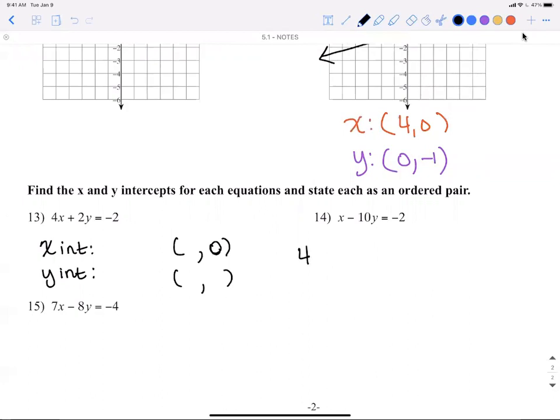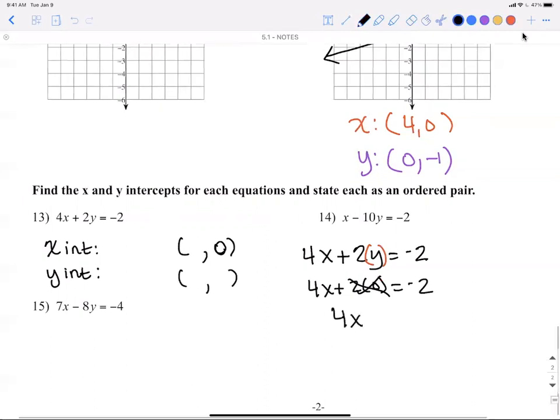So if I take my equation, 4x plus 2y equals -2, and in the Y spot, I know it's going to be 0, right? So 4x plus 2 times 0 equals -2. 2 times 0 just goes away, and I'm left with 4x equals -2. Now I solve for x by dividing by 4 and dividing by 4, and I get x equals -1/2. That's the reduced version. So I go back up into my answer, and my X-intercept is -1/2. And writing it as an ordered pair, I would put -1/2 in the X spot.